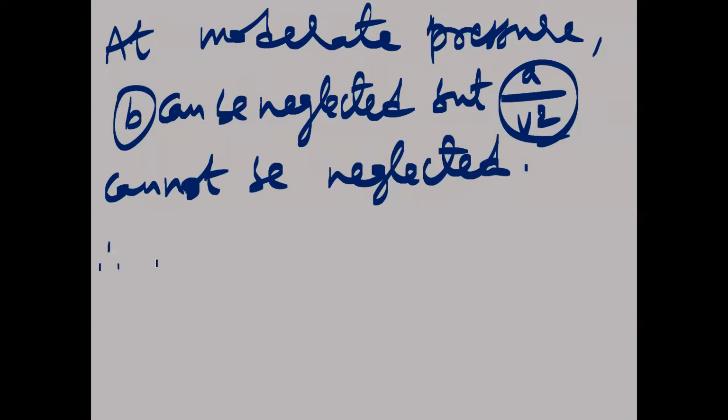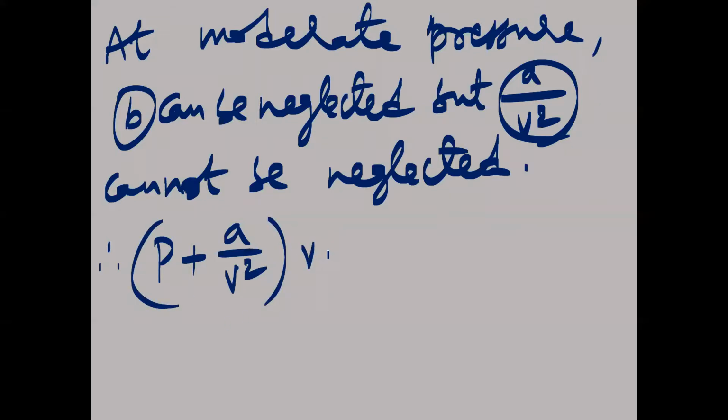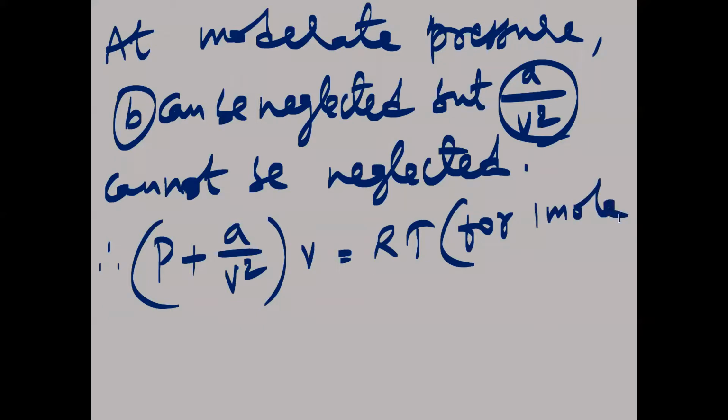Therefore, what is the van der Waals equation for 1 mole? P plus A by V square, into V. V minus B becomes V only, because B is neglected, so we are not mentioning B here. Is equal to 1 into RT, for 1 mole of gas at moderate pressure. So at moderate pressure, (P plus A by V square) into V is equal to RT.